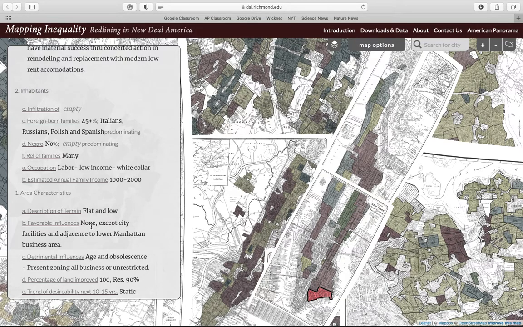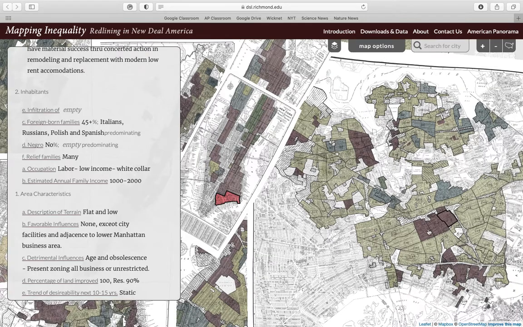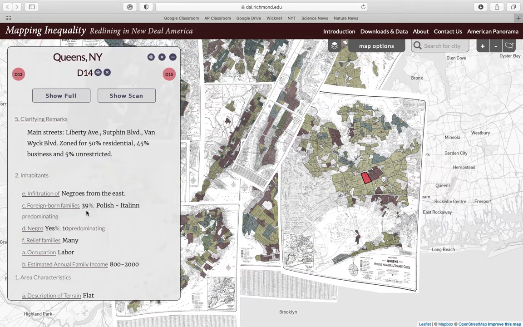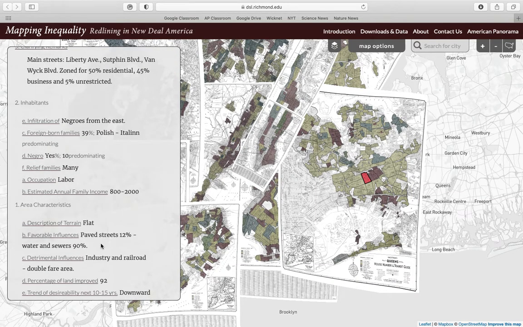And they describe some of the favorable things, right? And some of the detrimental things. This one is not too bad, but some of them are pretty obscene, right? So like foreign-born families, 39% Polish or Italian. Infiltration of the Negro, yes, 10% predominating, right? Favorable influence, paved streets, water and sewers. Detrimental influences, industry and railroad.